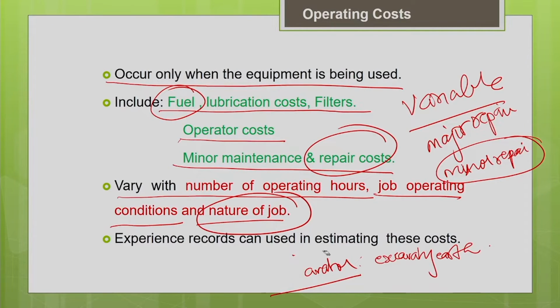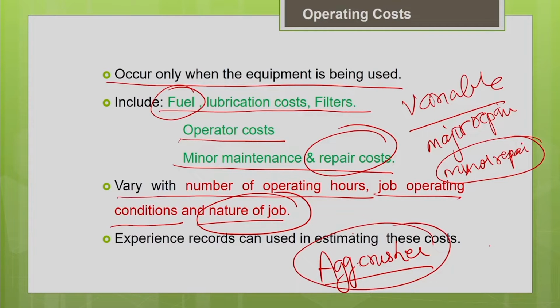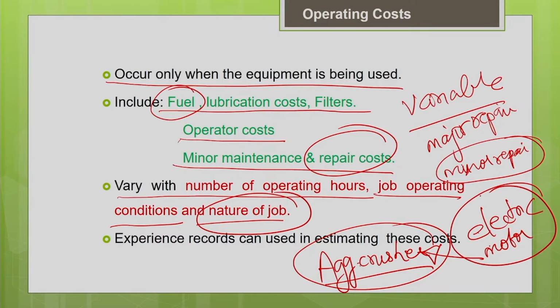Similarly, you can compare different examples. Say for example, you can consider an aggregate crusher. It is subjected to a very severe operating condition. It is subjected to more wear and tear. So its nature of job is very tough. So the amount of operating cost invested in this machine will be more when compared to other sophisticated machines like an electric motor. You compare an aggregate crusher with an electric motor. This is a more sophisticated machine, so the operating cost involved in this machine will be less. So it depends upon the nature of the job.